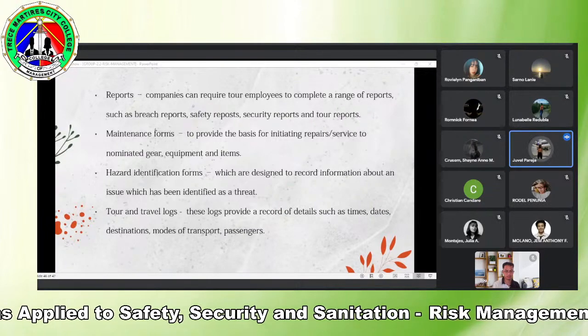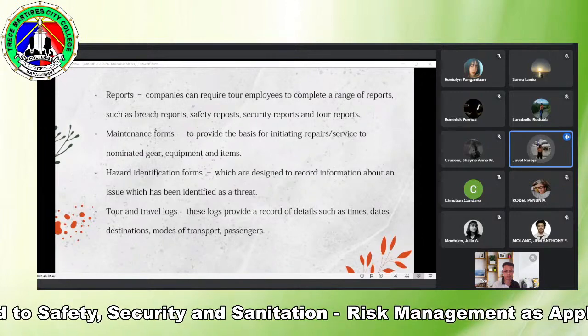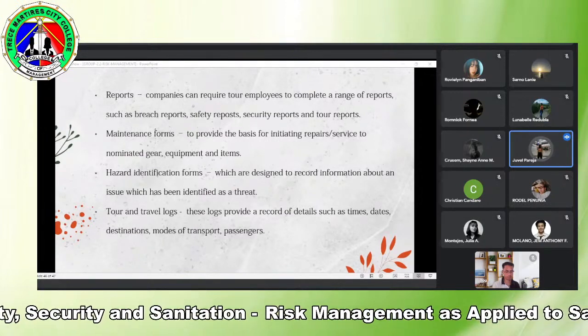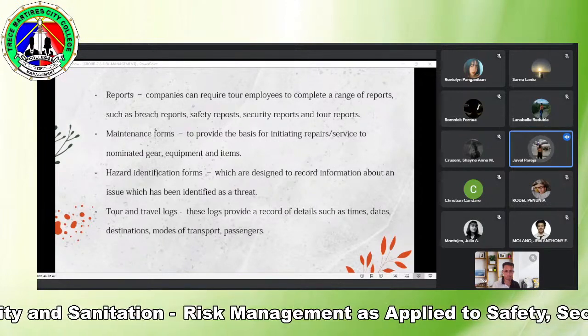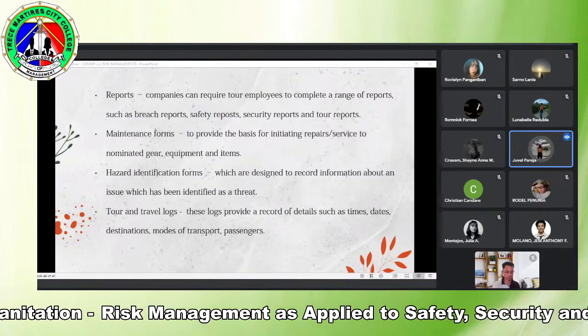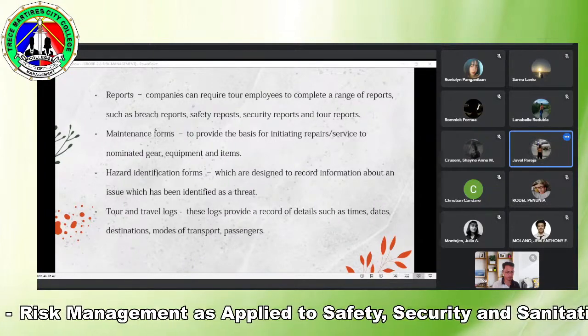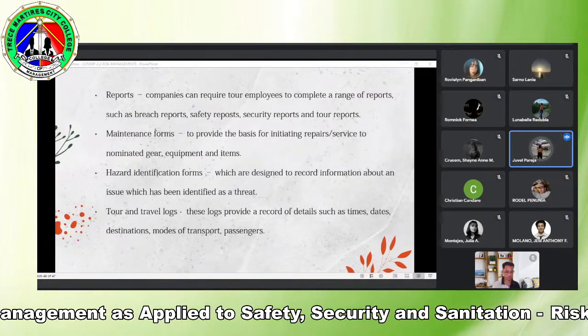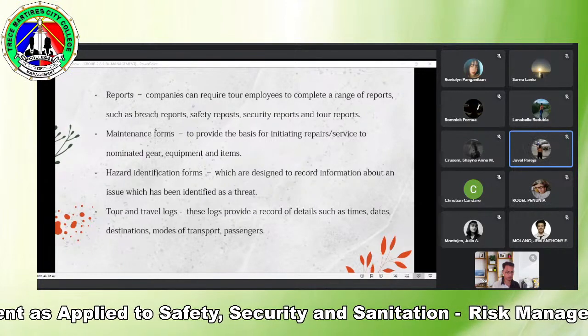Hazard identification. For example po, is no U-turn. There's a threat pero tinuloy mo pa din, so may possible na mapahamak ka dahil sa hindi pagsunod sa signage po dun sa prone area.